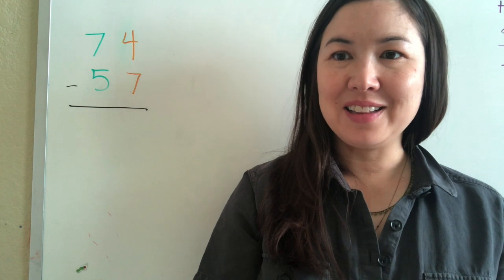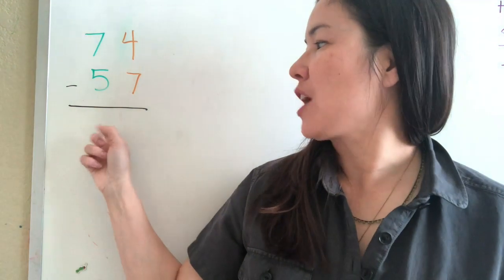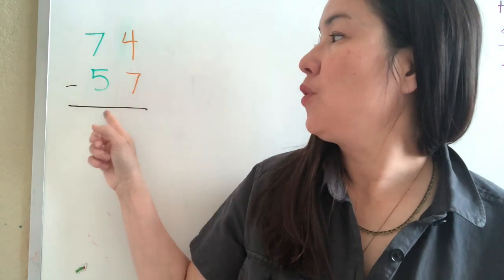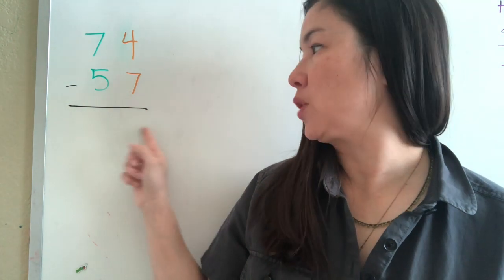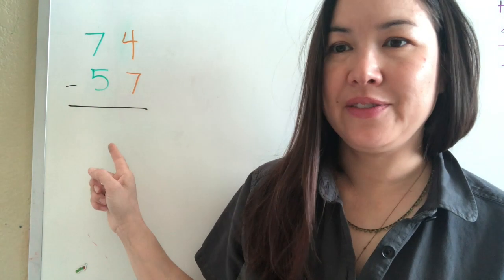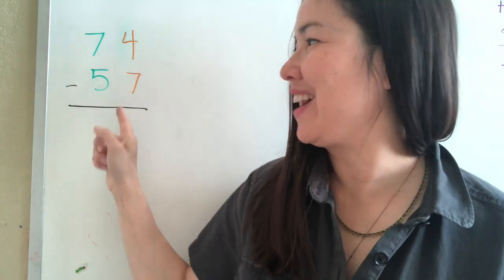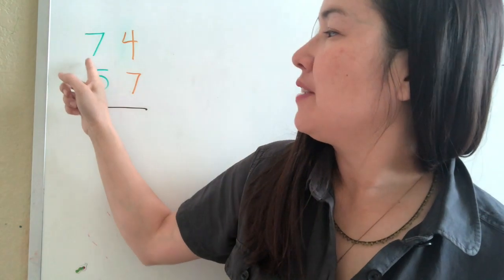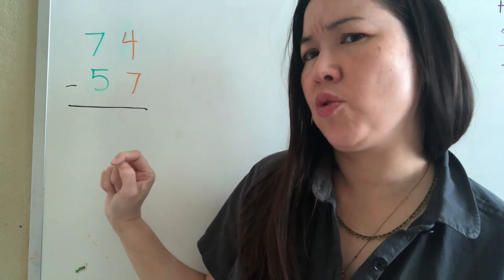Hi friends, let's do a little math. I've got a subtraction problem for you. 74 minus 57 equals. I've written it vertically instead of horizontally, so it's up and down. And so we're taking 57 away from 74.